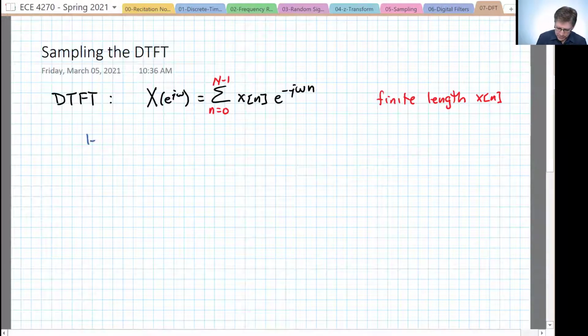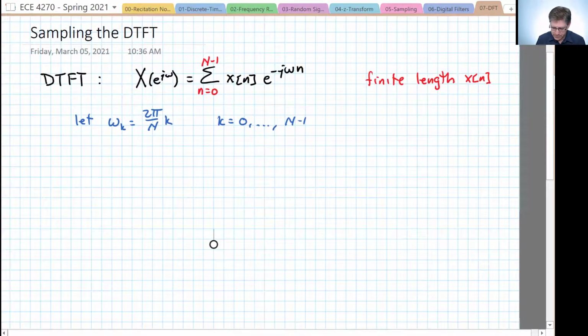So now let's let omega sub k be 2 pi over N, so nice even steps, times k. And we'll do this for k equals 0 up to N minus 1. No surprises there. Maybe these are the only frequencies we're interested in. I hope so, because they're the ones we're going to get.